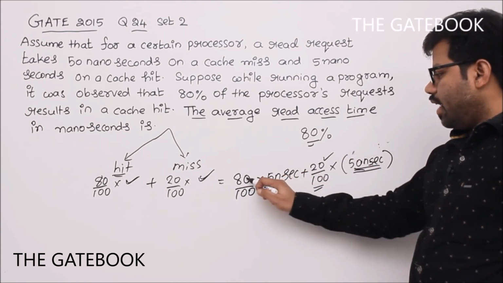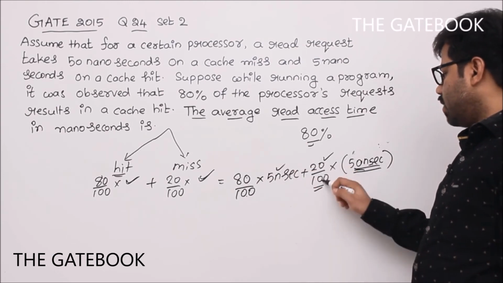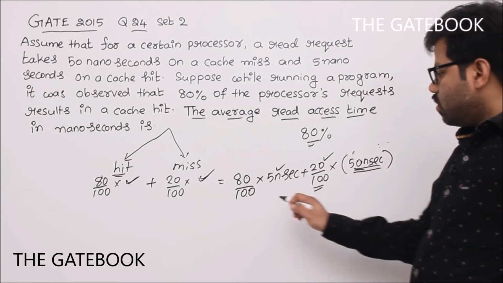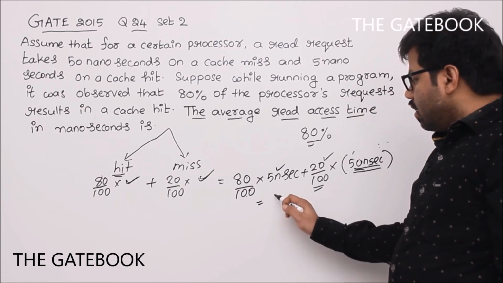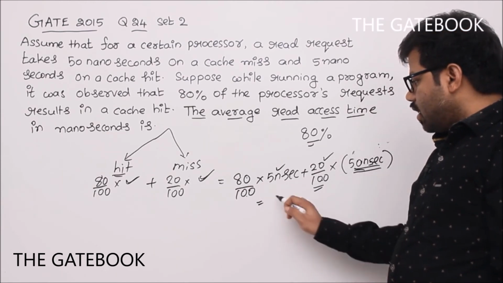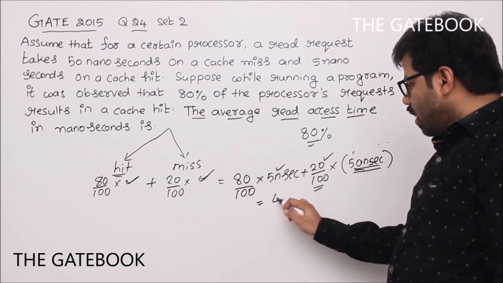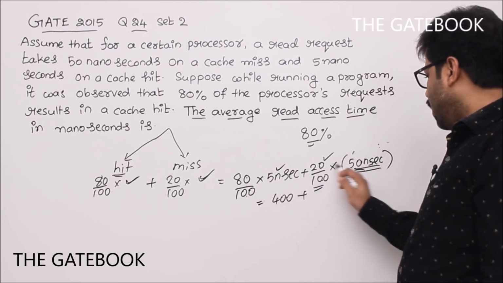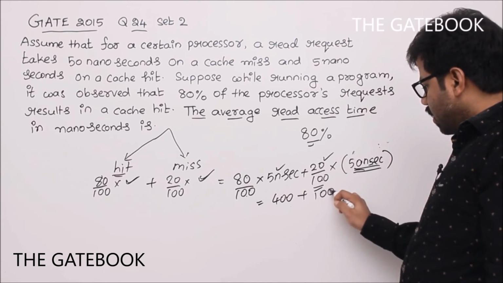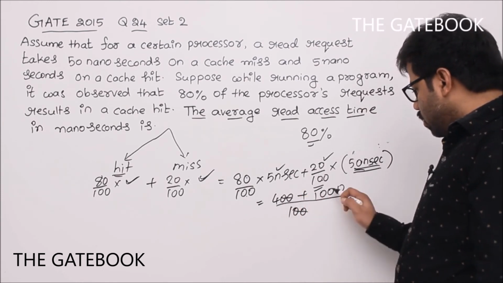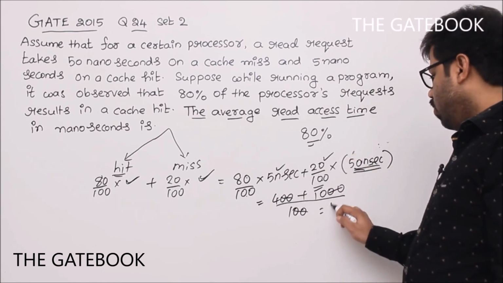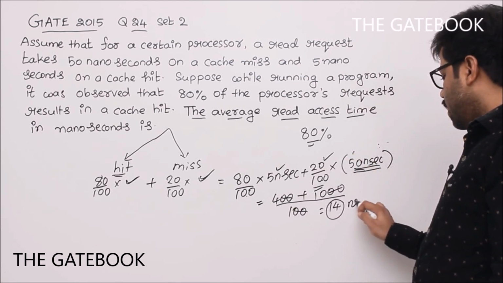So we don't need to do anything else. Simply take 80% of the time 5 nanoseconds and 20% of the time 50 nanoseconds. Then 80% into 5 nanoseconds is 400 nanoseconds, plus 20 into 50, which is 1000 nanoseconds, divided by 100. I can cancel the two zeros here and two zeros there. It would be 10 plus 4, 14. So 14 nanoseconds is the final answer.